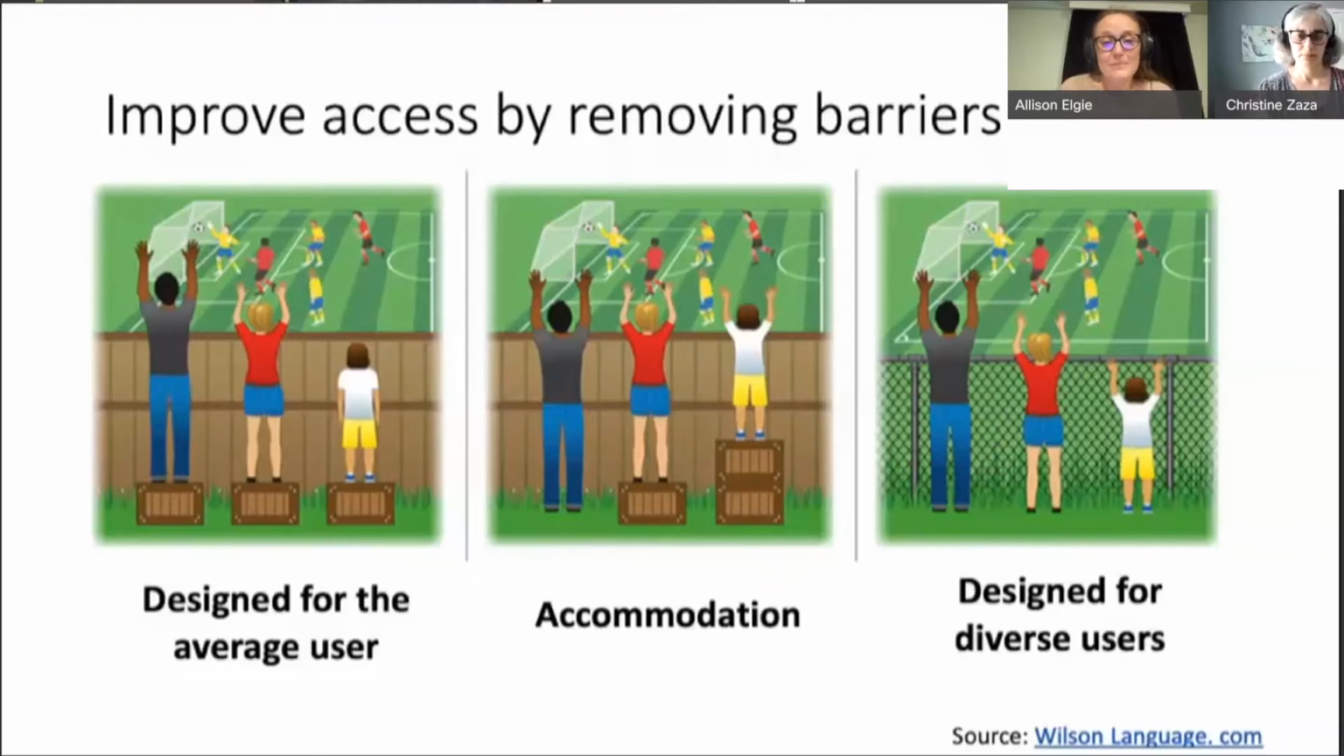But what it would really benefit is if we designed it for diverse learners and removed the fence or provided a chain link fence. So in that case, removing all systematic barriers so that accommodation isn't necessary. Or I shouldn't say accommodation isn't necessary, because there will always be some needs for accommodation in some ways, but we should try to reduce as many systematic barriers as possible.